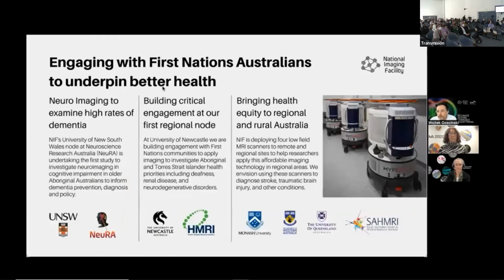NIF's University of New South Wales node at Neuroscience Research Australia is undertaking the first study to investigate neuroimaging and cognitive impairment in older Aboriginal Australians to inform dementia prevention, diagnosis, and policy. NeuRA is engaging the Australian Aboriginal community to investigate structural and pathological brain changes that underlie the high rates of dementia and cognitive decline in older Aboriginal Australians.